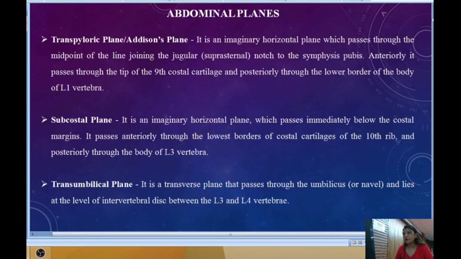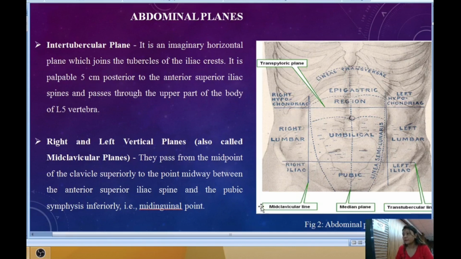Now there are certain planes in the abdomen. These are planes which divide the abdomen into a total of 9 quadrants: 1, 2, 3, 4, 5, 6, 7, 8, 9. You have to know the landmarks of the planes. The first plane I am talking about is the transpyloric plane.